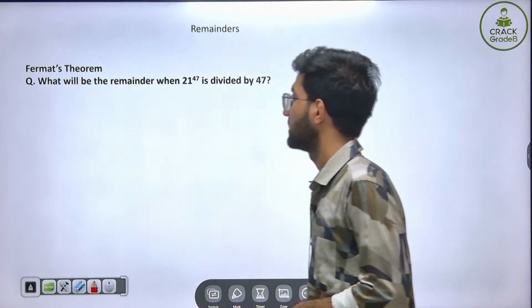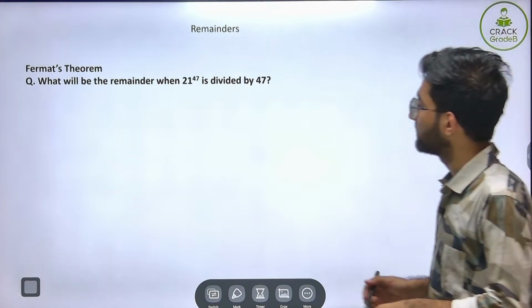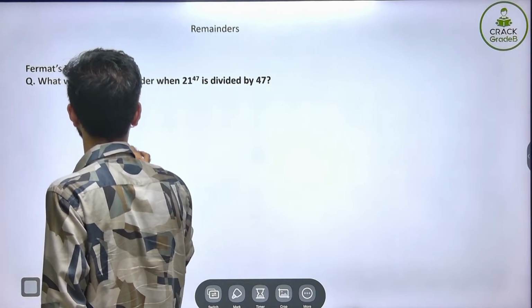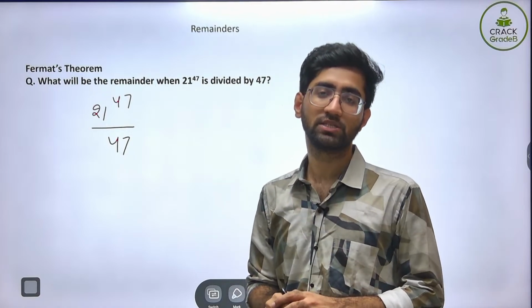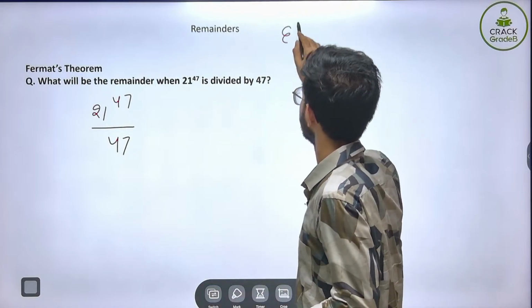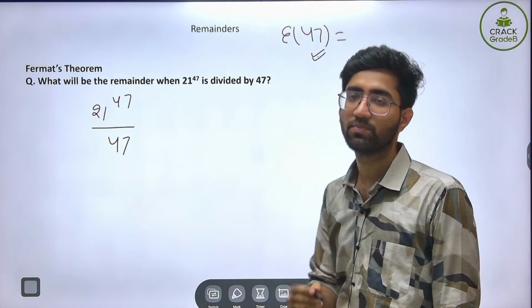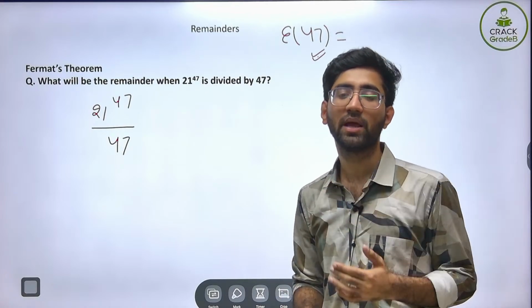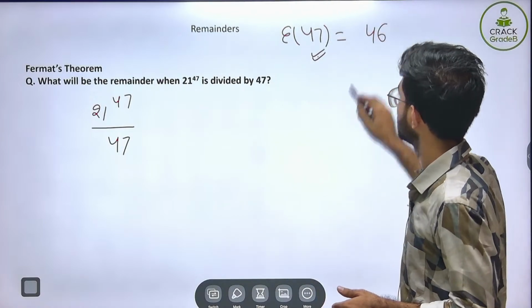Now the question is, what will be the remainder when 21 to the power 47 is divided by 47? Now tell me, 21 to the power 47 by 47. Try to apply Fermat's theorem to deal with this question. So now try to find the Euler number of 47. If you can recall, 47 is a prime number, and I have told you that the Euler number of a prime number is just 1 less than that prime number. So the Euler number is 46.